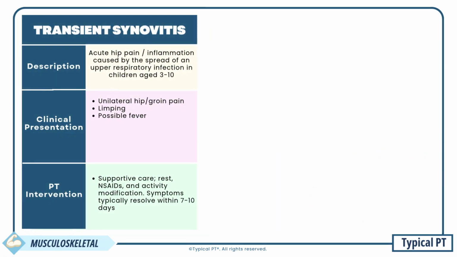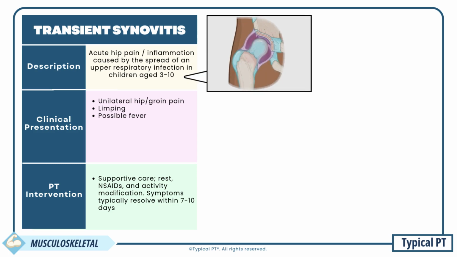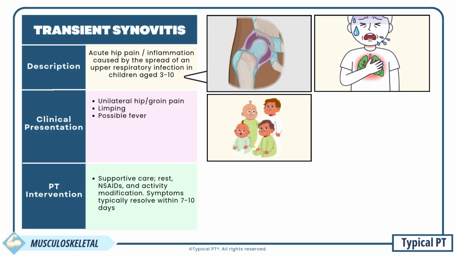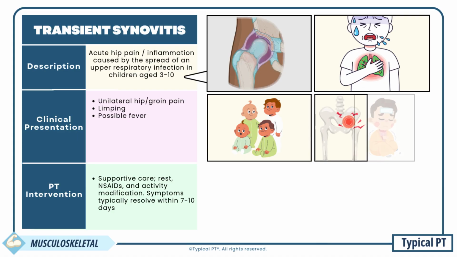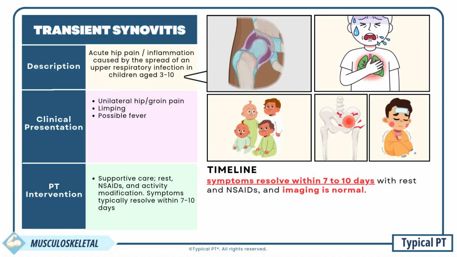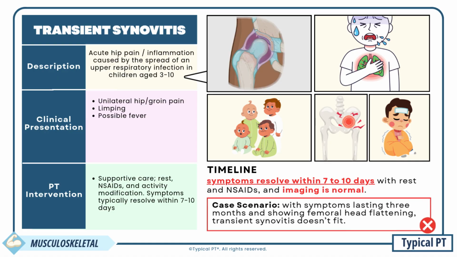Now, on the right, we've got transient synovitis, a temporary inflammation of the hip joint, often following a recent upper respiratory infection. This typically affects kids aged 3 to 10, causing acute hip or groin pain, limping, and sometimes a low-grade fever. The big difference is the timeline. Symptoms resolve within 7 to 10 days with rest and NSAIDs, and imaging is normal. So in our case, with symptoms lasting 3 months and showing femoral head flattening, transient synovitis doesn't fit.